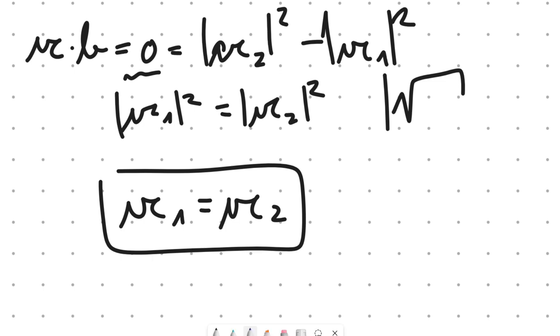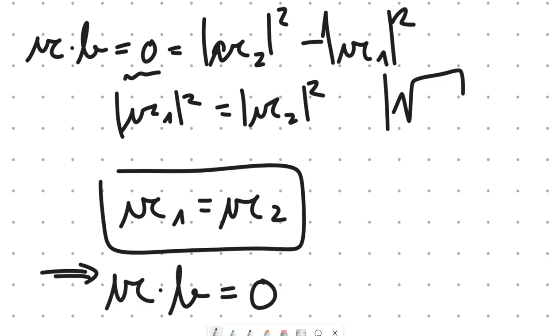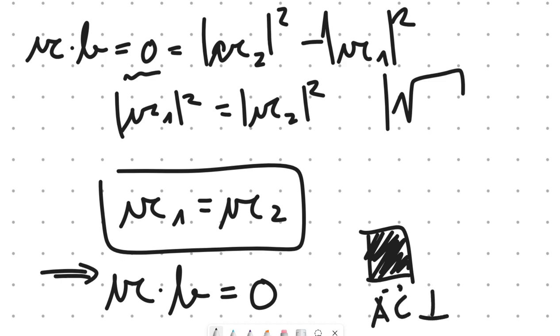If that is the case, then the scalar product of u and b will be 0, which states that we have proven this theorem, and we have proven that AC is perpendicular to CB. You can also call it CA or BC, I don't really care.